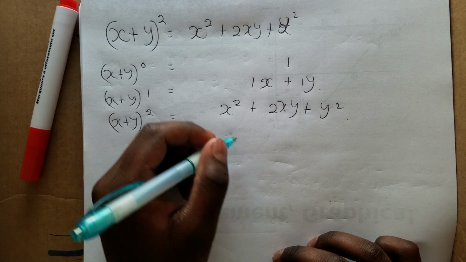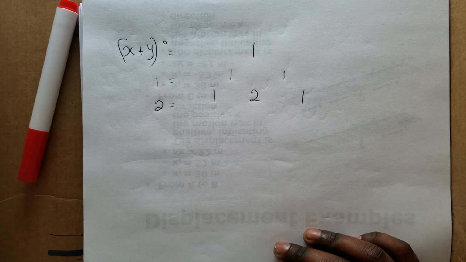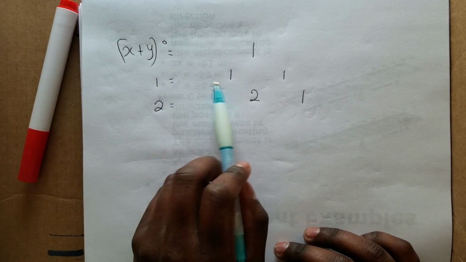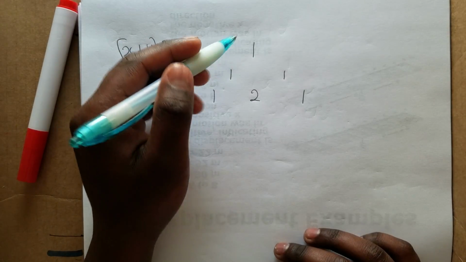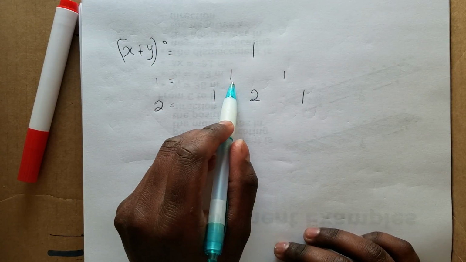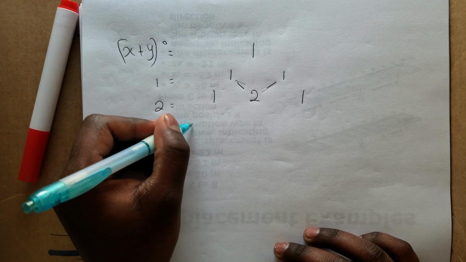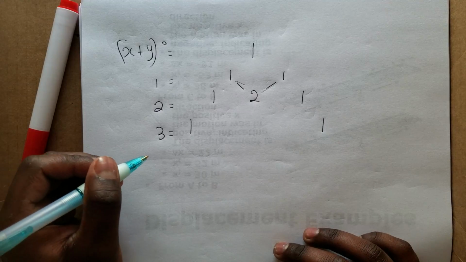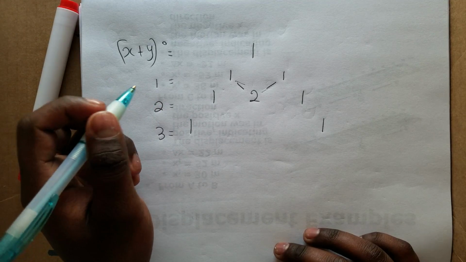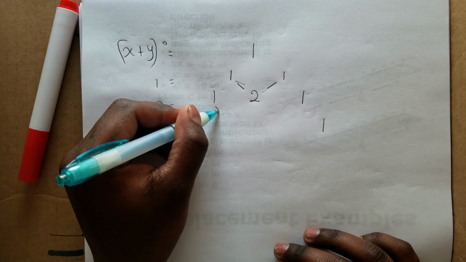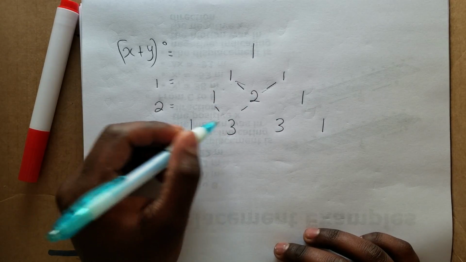Right? So what you can say, it becomes 1, 1. So another way to look at this is just take the numbers. You start with 1 for the 0 power, 1, 1 for the 1 power, 1, 2, 1 for the 2 power. So what happens is it starts from 1 and you always add the two numbers to get the middle term. 1 and 1 is 2. So for the third power we put 1 at the end, and then you add these two terms to find the middle term. 2 and 1 is 3, 2 and 1 is 3, so you get 1, 3, 3, 1.